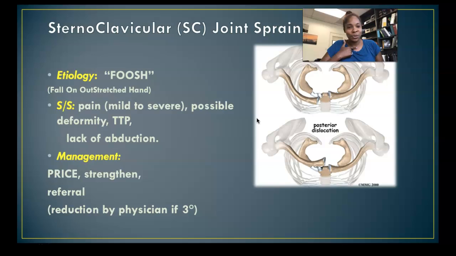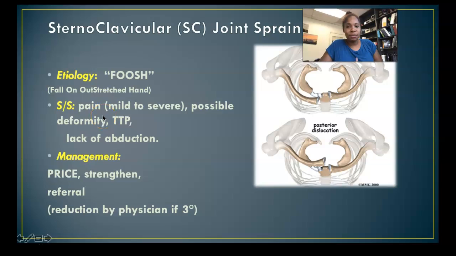The mechanism of injury, anyone want to guess? It's a FOOSH, right? So here. So many pathologies can occur from a FOOSH. We have the sternoclavicular joint, we have the AC joint, we have the clavicular fracture, right? And that's just in the glenohumeral joint or shoulder region. There are other areas that are impacted by that mechanism as well.